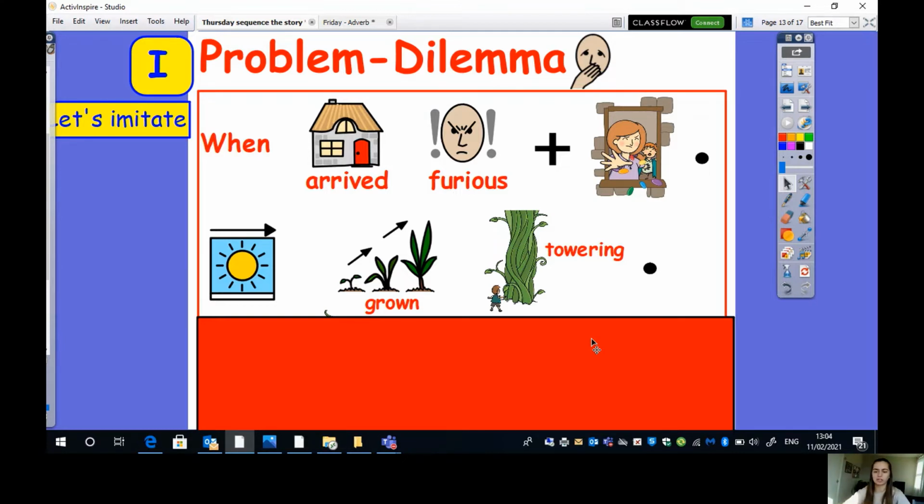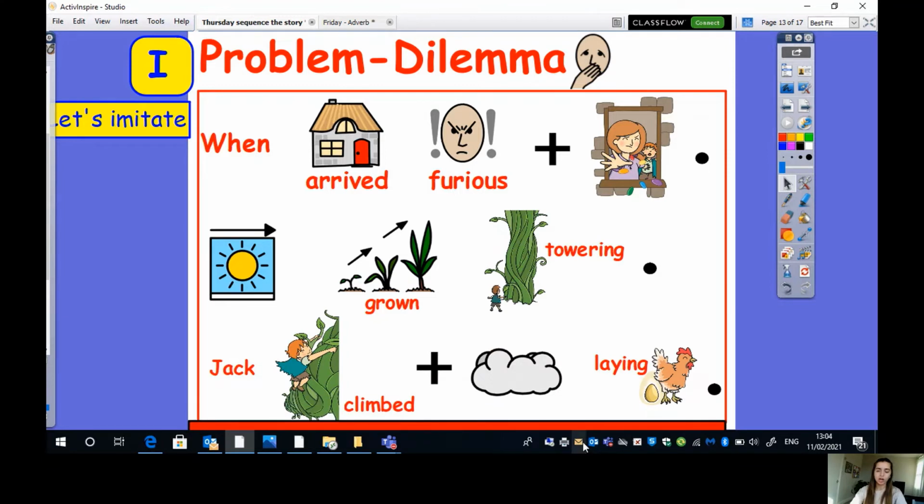Then what does Jack decide to do? He sees the towering beanstalk. So what is he going to do? Can you tell me? Excellent. He decides to climb the beanstalk and to see where it goes. And he ends up in the sky, in the clouds.